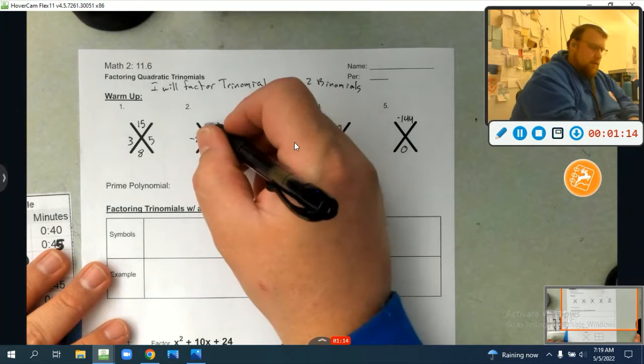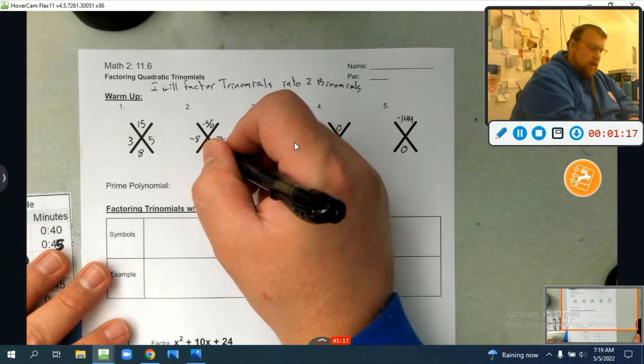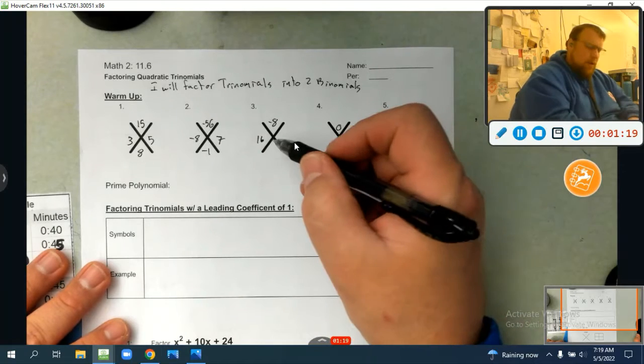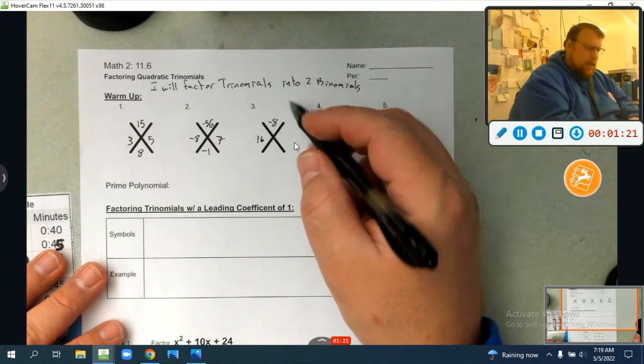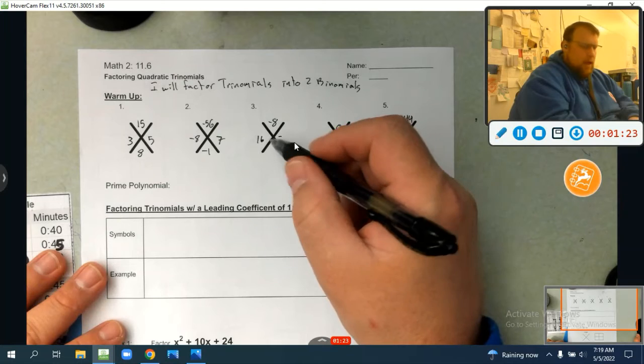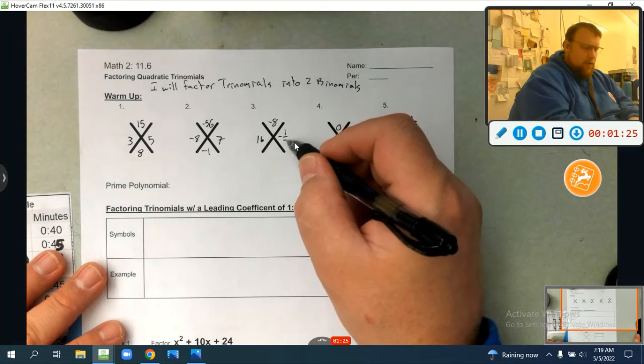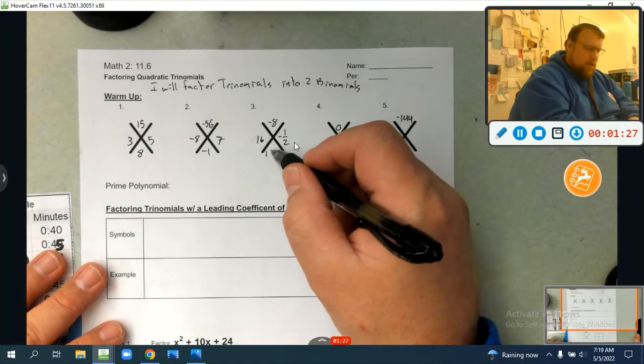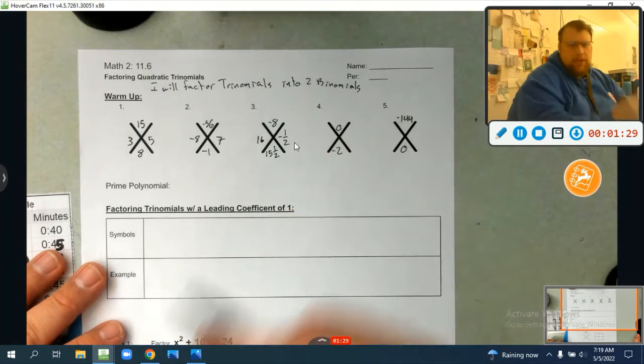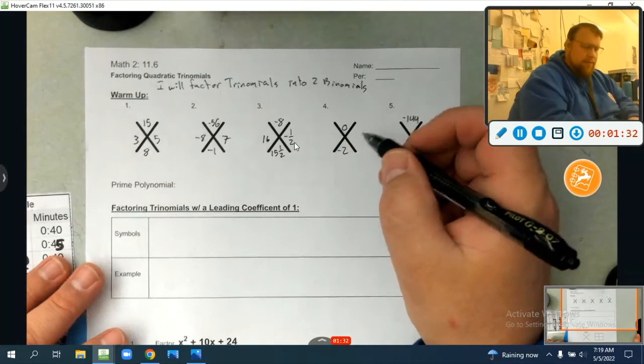-8 times 7 is -56. Add them together, I get -1. What can I multiply by 16 to get -8? Well, we know it has to be negative, right? And then, aren't I cutting it in half, so -1/2? When I add those together, I get 15.5. You're welcome to change it to an improper 31/2, that's fine.